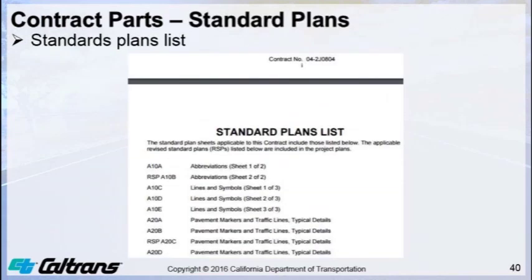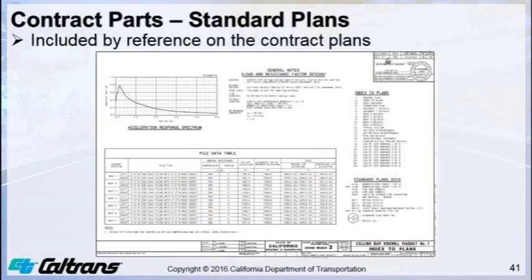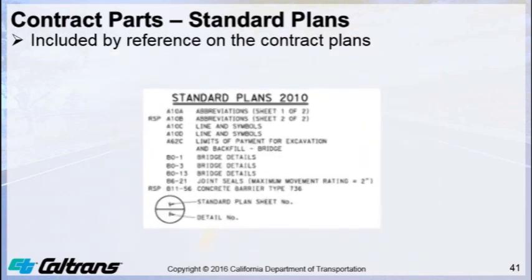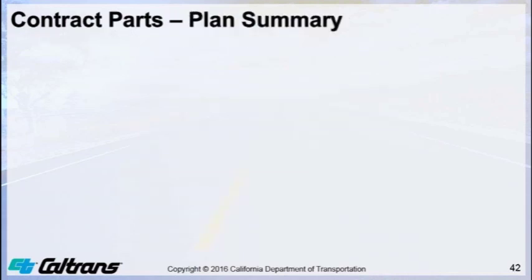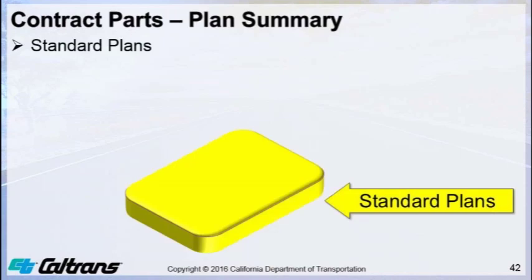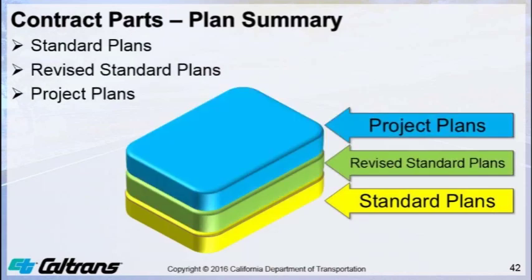Here is an example of a standard plans list that is included between the table of contents and the notice to bidders in the special provisions. Here is an example of a reference to a standard plans list shown on a contract plan sheet. The contract plans include standard plans, revised standard plans, and project plans.